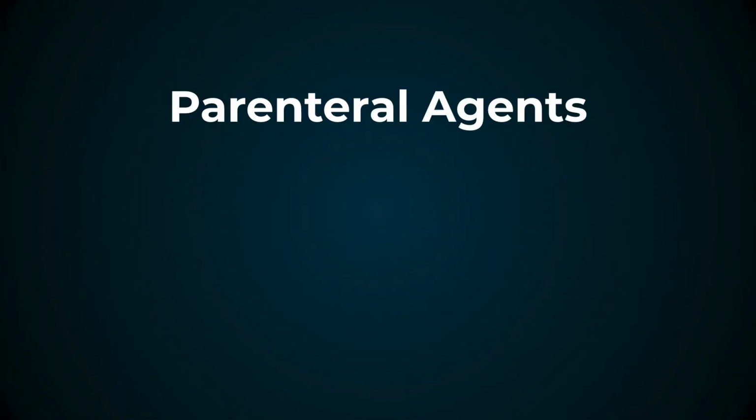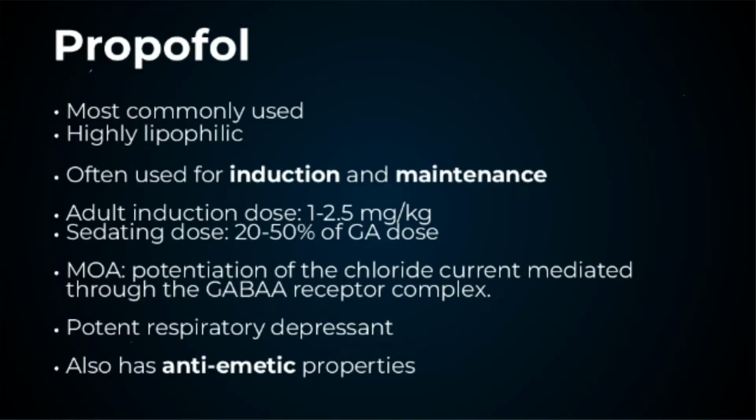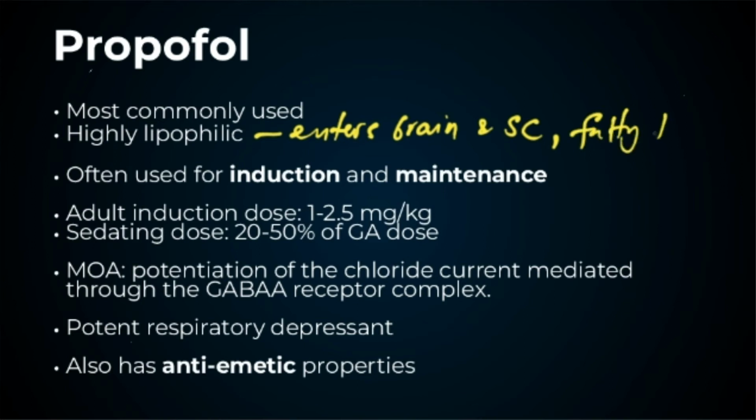So now let's talk about the parenteral agents. So these are still general anesthetic agents, but they are given parenterally. Okay, the first and the most common is propofol. It's the most commonly used parenteral agent or parenteral anesthetic. So it is highly lipophilic. So it is able to enter the brain and the spinal cord and accumulate in fatty tissues.